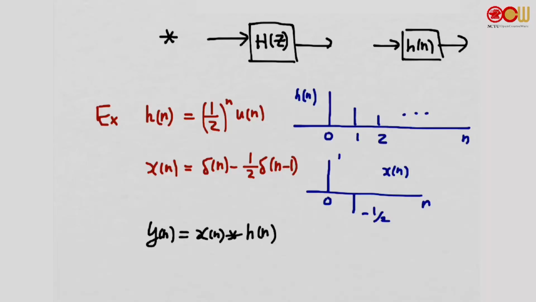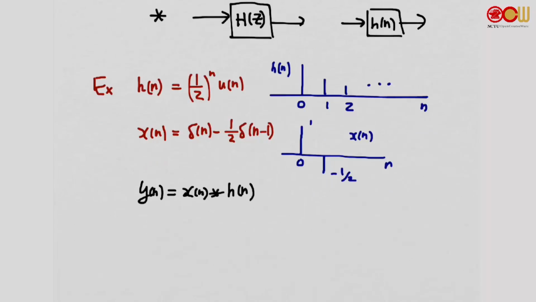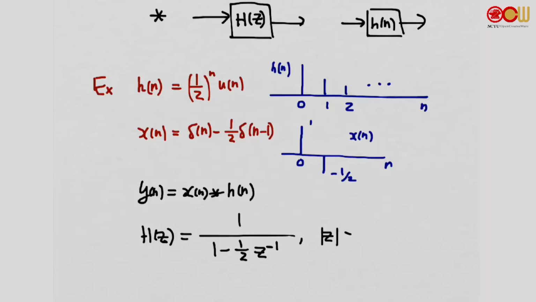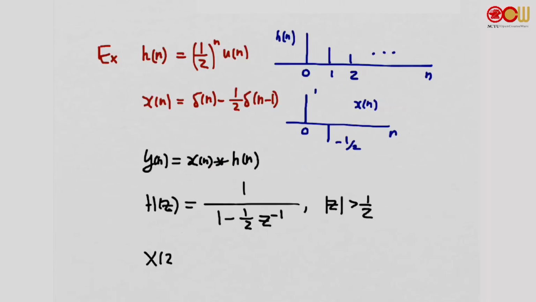We can, of course, do it in the time domain like we did before. And now we have the option of using the Z-transform to find the output. Remember, Y(z) is the product of X(z) and H(z), right? So let's find out what H(z) is. We are very familiar with this exponential sequence now, and this is its Z-transform. And X(z), let's also find its Z-transform.